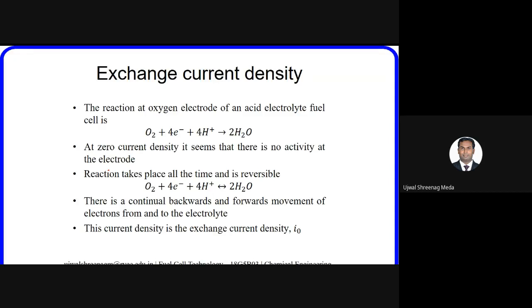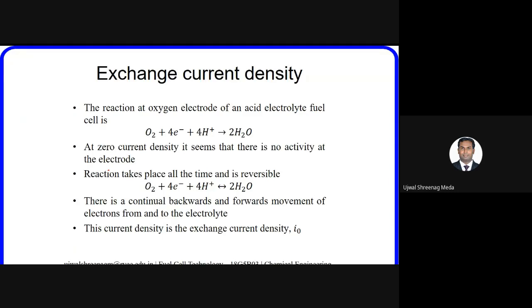So the rate at which this takes place has got something to do with the current density. The higher the rate at which these two reactions, forward and backward, are taking place, the higher the current density. So in case of faster reactions, the rate at which the forward reaction and backward reaction take place are high. Because of that, this value of I naught will also be high. And this current density is known as the exchange current density, I naught.